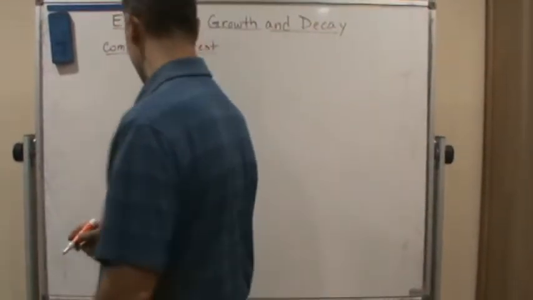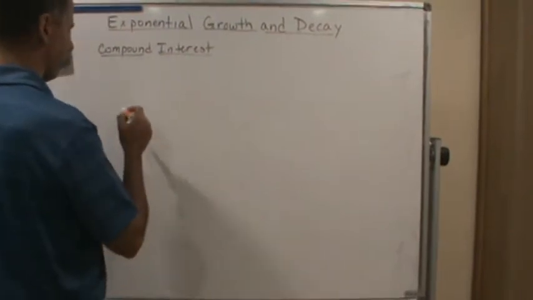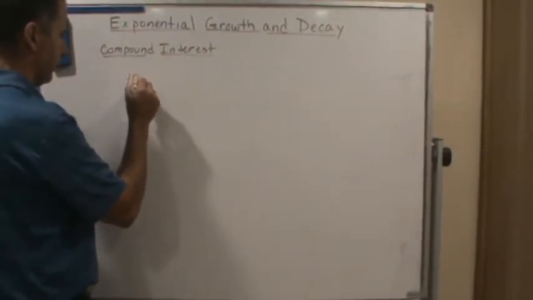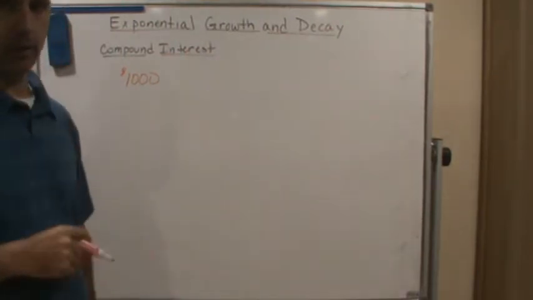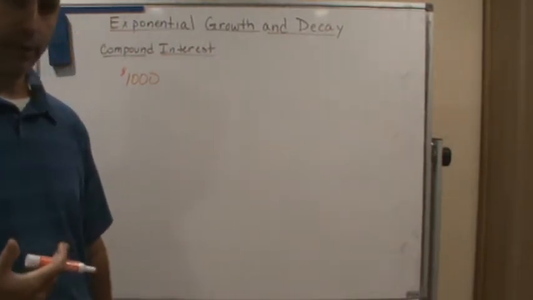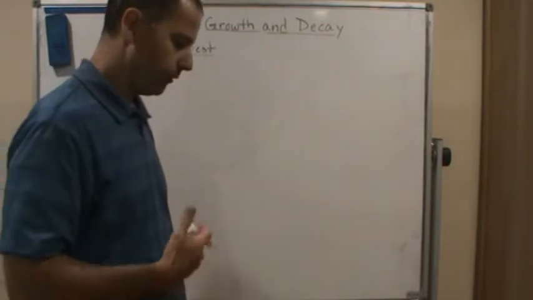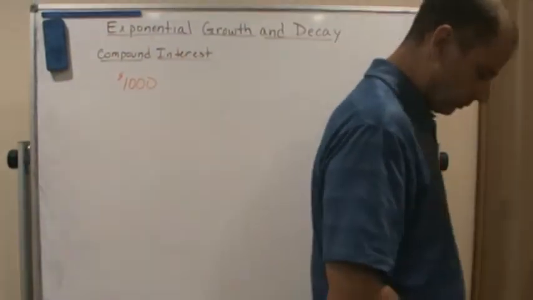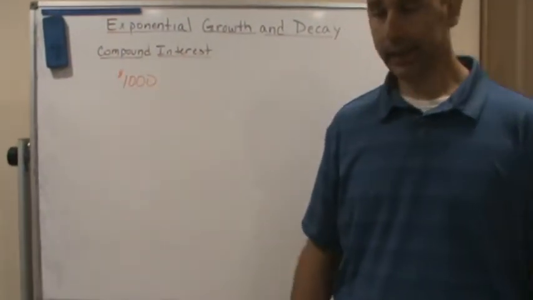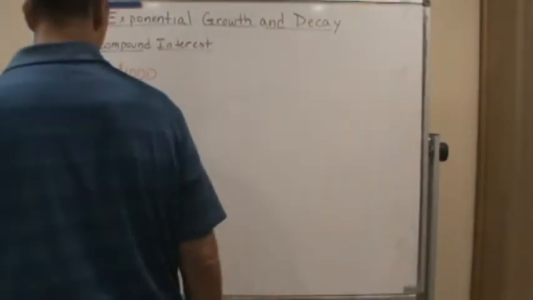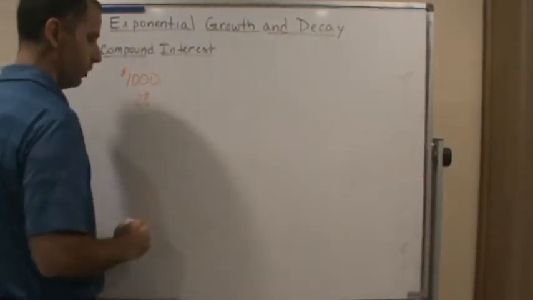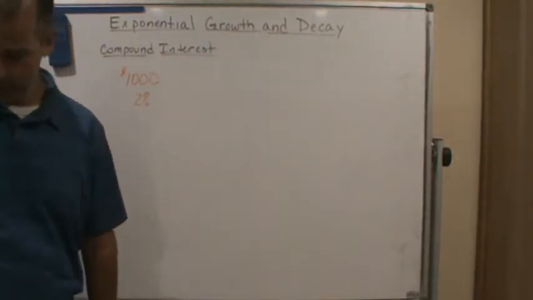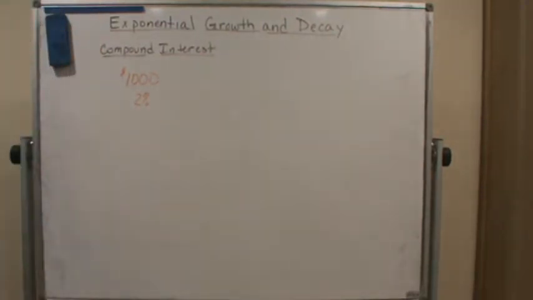Simple interest. Let's say we have $1,000, and we're going to basically borrow the $1,000 or invest the $1,000 for a year. And let's say you get a 2% rate of return. So that's an annual rate of return. You're going to put it in a bank that offers 2% and you're going to leave it there for a year.